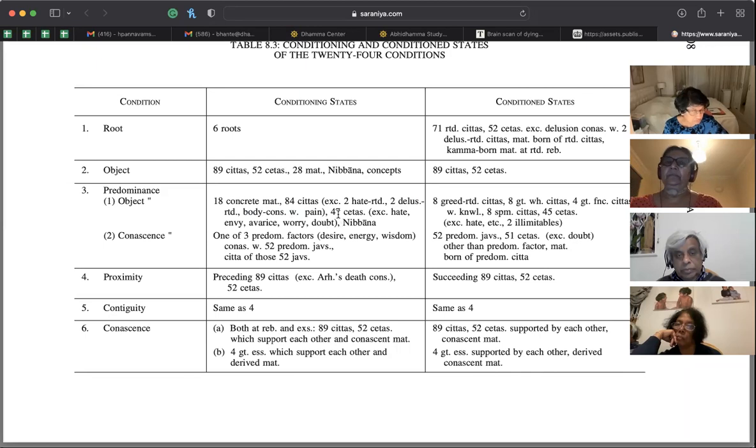Right? Then, 47 chittas, excluding hate, envy, avarice, worry, and doubt. Those are chatukkayama ayinkara. Why? Because we don't have hate here already. And delusion, we've got rid of delusion here. So hence, the chetasikas must reflect the chittas. And then we have nibbana. How does nibbana become an arambanadipati?